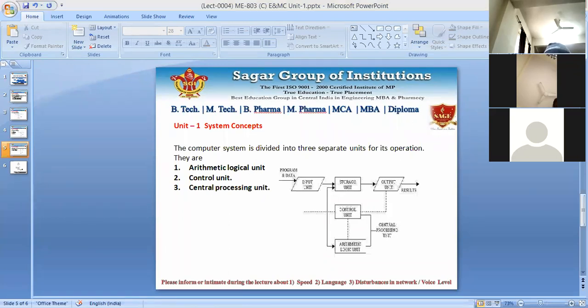The first one is the ALU, that is the arithmetic logic unit. Arithmetic, we can understand, deals with mathematical calculation. It deals with arithmetic data calculations.